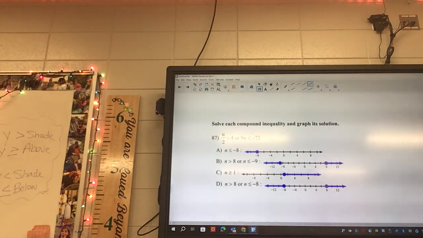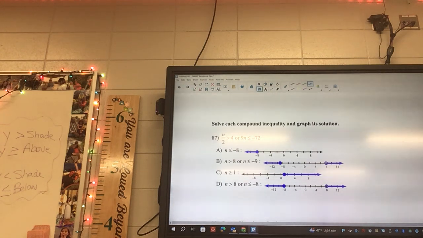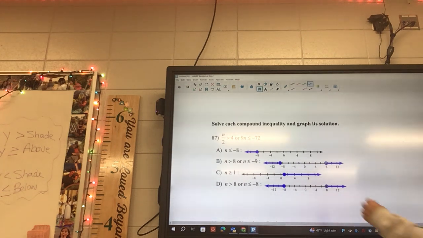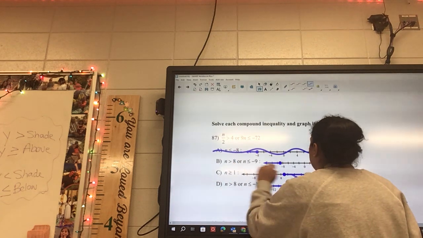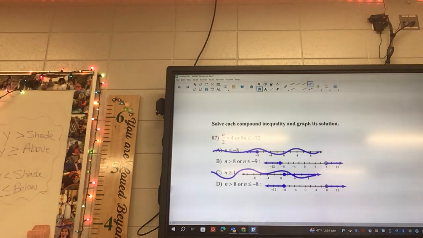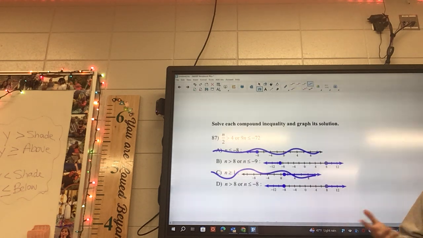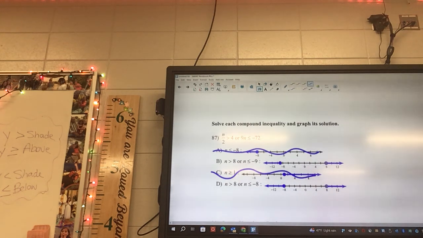Okay, first of all, what should it look like? Is this an or or an and? Or. So what do ors look like? They look like pointed out, so what can we cross off? A and C. Now, what you should do next is check the dots. What kind of dots should I have? One open, one closed. Do those both check out? Yes.